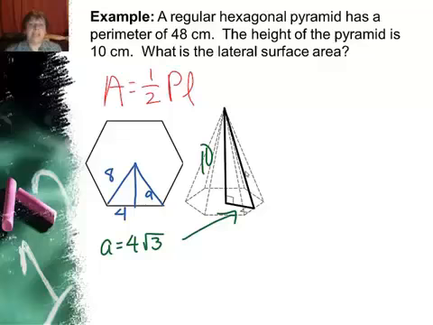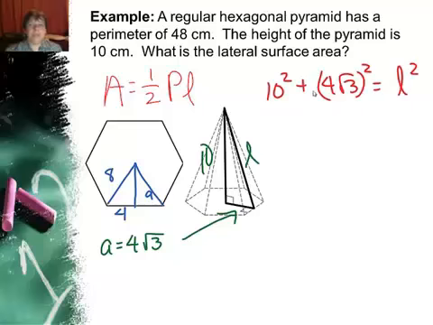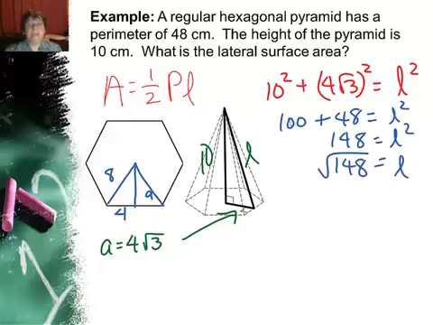And the height's 10. Can I find the slant height? Yes, I can use the Pythagorean theorem. So let's go ahead and do that. 10 squared plus 4 square root of 3 squared equals L squared. 10 squared is 100. 4 square root of 3, each of these are squared. This is going to be 16. This is just going to be 3. 16 times 3 is 48. Your calculator would have also given you 48. Add them together, you get 148 equals L squared.